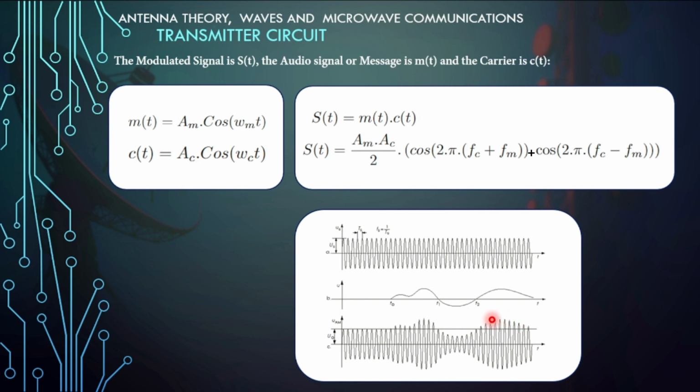So here's the message. It is hidden within the envelope, or the external shape, of the carrier. This is how, of course, on the other end, the demodulator needs to extract this message using a special circuitry to retrieve the audio signal that's being transmitted.